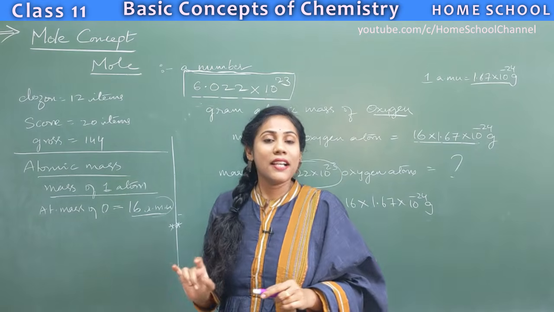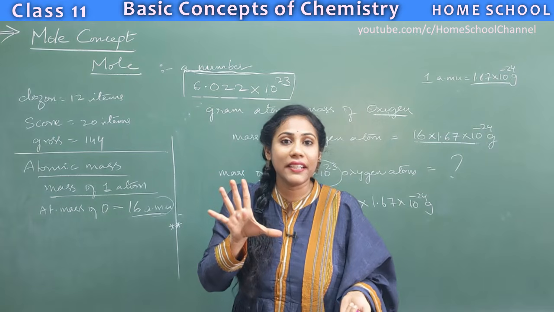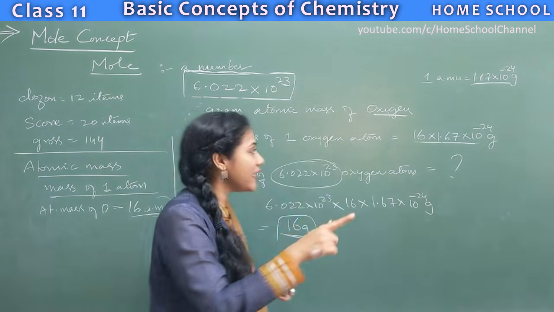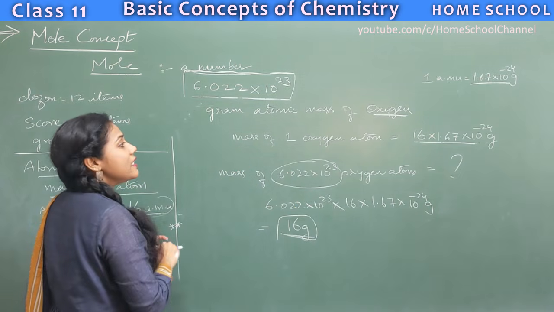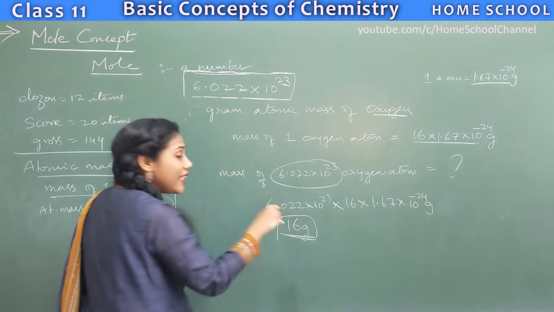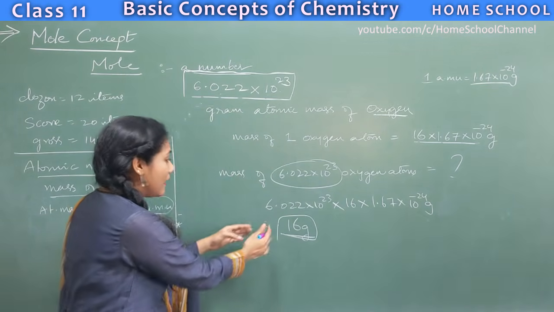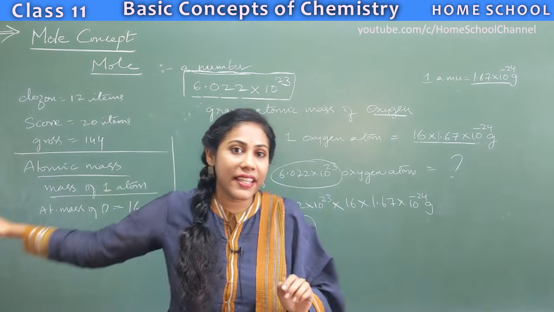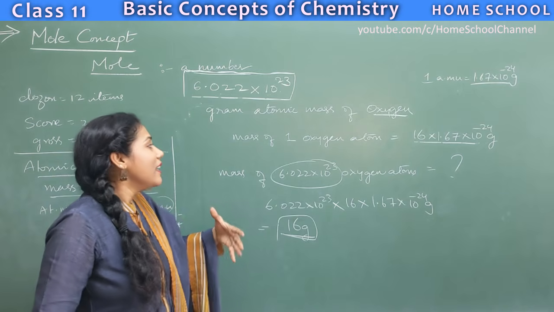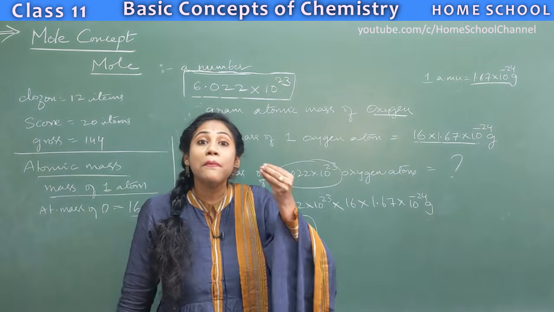Okay, so atomic mass in the sense mass of one atom of oxygen, one atom of any atom, that is always expressed in AMU. But what is gram atomic mass? It is mass of 1 mole of atoms. Okay, so digit will remain same in both the cases. Here also 16, here also 16. But the unit is entirely different. There it is AMU and here it is in grams. Okay, so like this, gram atomic mass is the mass of 1 mole of atoms.